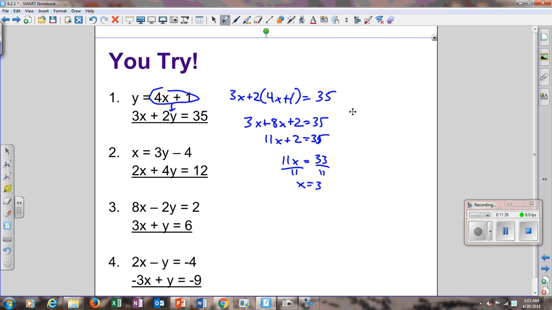Take that 3 and plug it back in. 3 times 3 is 9, plus 2y equals 35. I'm sorry, I don't know why I plugged it in the bottom. Plug it in the top. It's easier. Get y equals 4 times 3 is 12, plus 1, or 13. Your final answer is 3, 13.